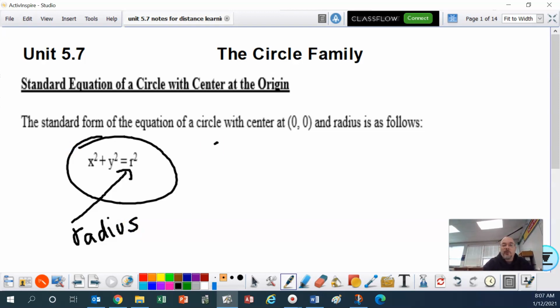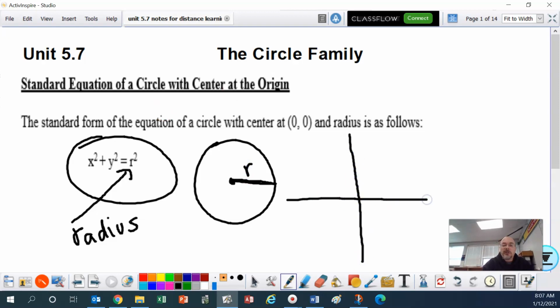Now remember, the radius of a circle is from the middle of the circle to the edge of the circle. That is our radius. All of the graphs that we're going to look at today, the center is going to be at 0, 0. We're not going to move that center around. That would change the equations quite a bit. If any of you ever go on to more advanced mathematics, you'll learn about circles that are not in the center, but we're not going to do that. All of our circles are going to be in the center.